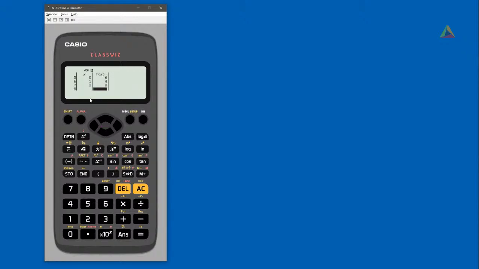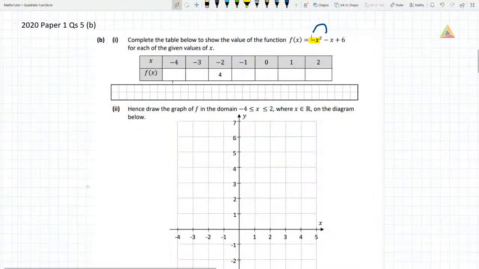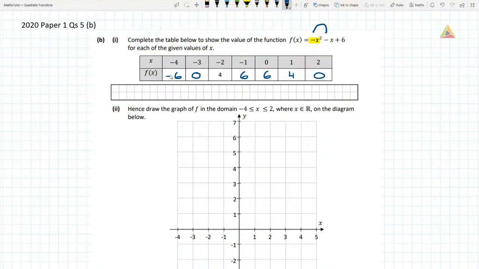So we're going to go and write those into our table for our answers. So for -4, we had -6. For -3, we had 0. For -2, we had 4. So that's great, that is the value that was on the table, so I know that this is going to be right. -1 was 6. 0 was 6. 1 was 4. And 2 was 0. So I've worked out each of these functions.